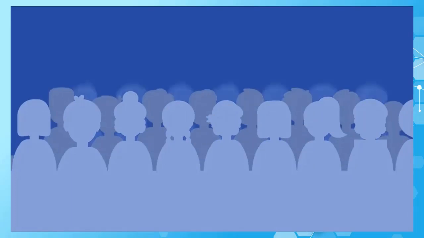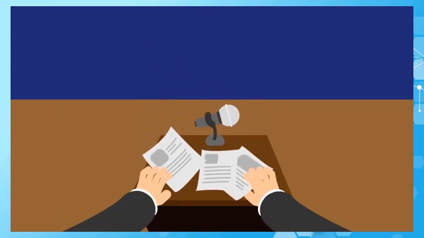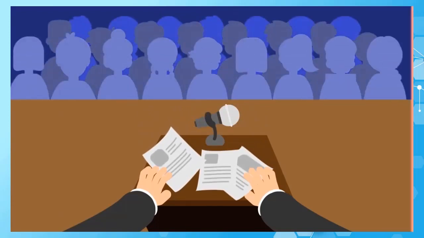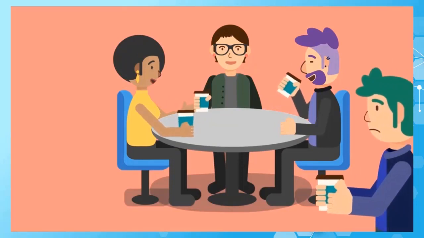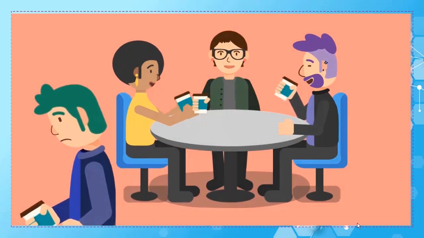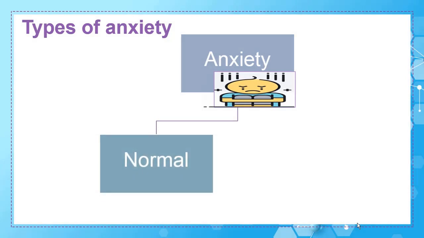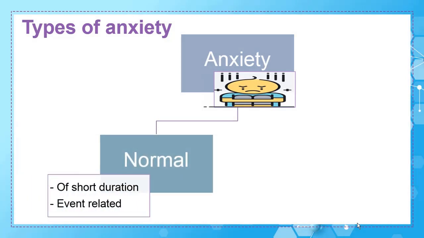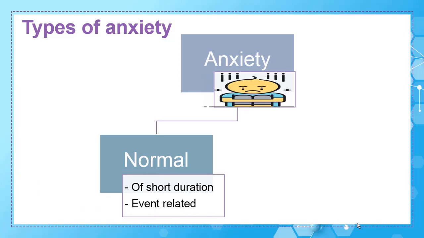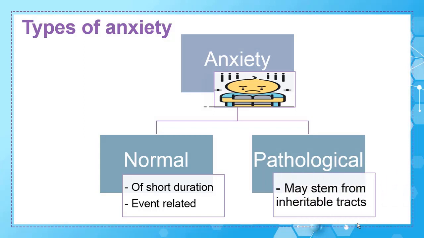These are the voices of people who have experienced anxiety. Anxiety is a common reaction to life events, like taking a final exam or speaking in front of a crowd. But when it becomes really uncomfortable and makes day-to-day life hard to live, then it's a problem, or even what we call a disorder. Anxiety is of 2 types. It could be normal, of shorter duration, and event-related, when you have an exam and you feel anxious, or pathological, that may stem from inheritable traits, like when feeling anxious if going outside or facing new people.